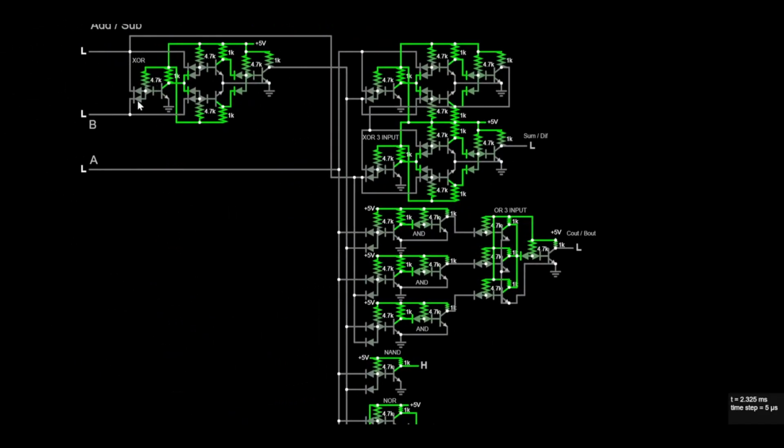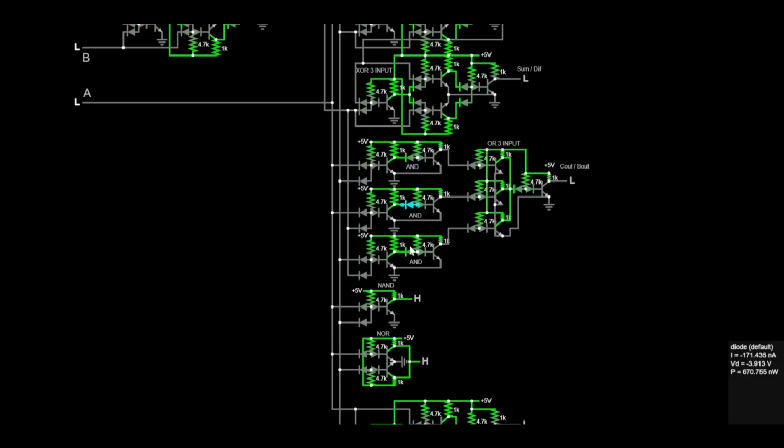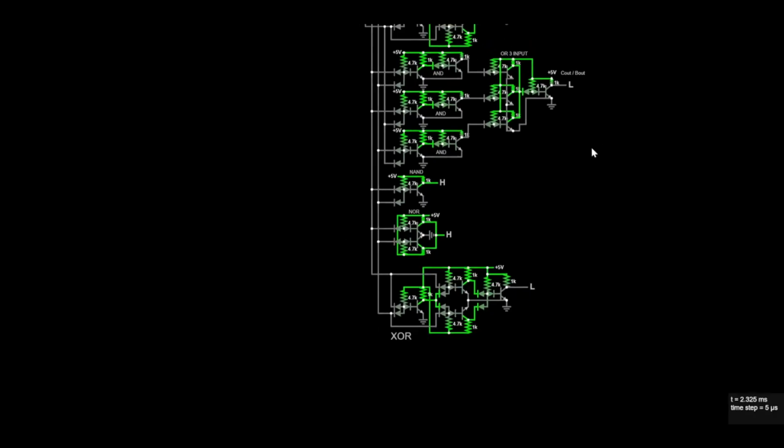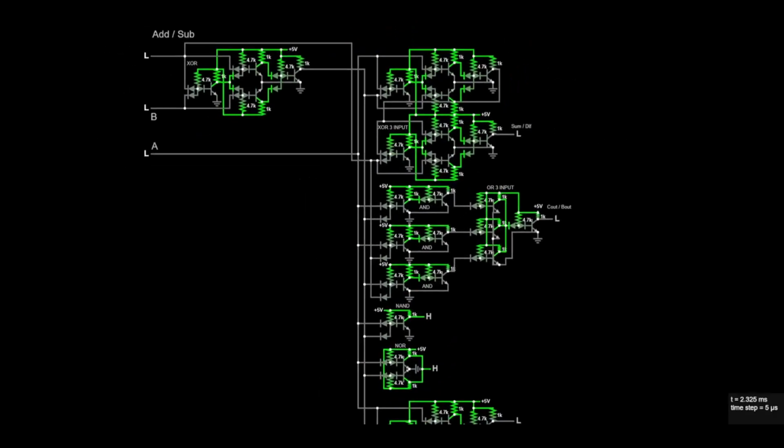Now, if we take a look, we have our exclusive OR gate. We have a 3-input exclusive OR gate, which is made by using 2 exclusive OR gates. And then, of course, we have our AND gates and our 3-input OR. We have our NAND gate. We have our NOR gate. And then we have our exclusive OR gate. So basically all the stuff we already saw in the last circuit, just at the component level, not at the abstracted level of the diagram.